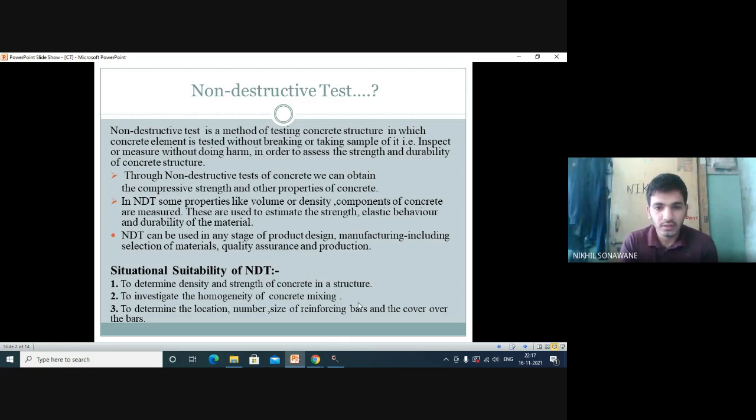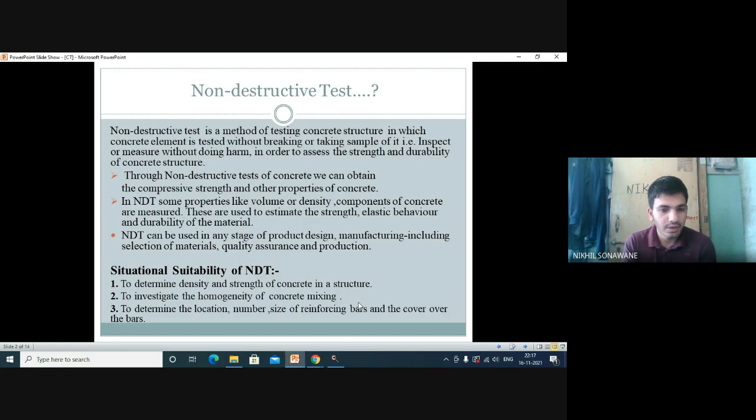Of that specimen. Then the NDT method can be used at any stage of the product design, that is from the starting or prior work to the end work or after the completion of the work as well. So this helps in quality assurance as well as maintaining the effectiveness of the structure. Then I sorted out some situations where the NDT methods are found to be most suitable.